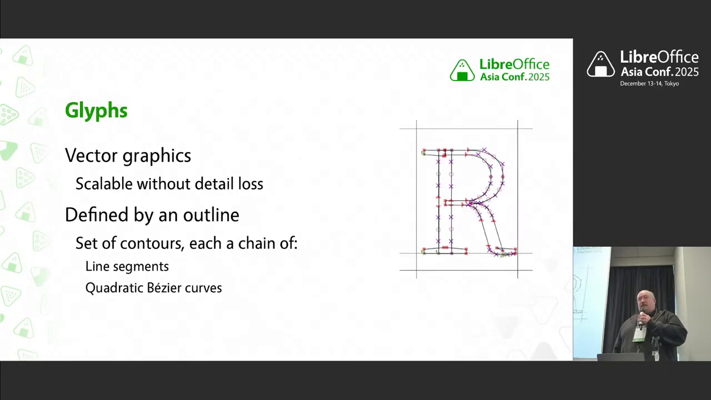Now, a glyph inside of a font is a vector graphic. What we mean by that is that they are defined by math to give us a shape that can be scaled up without any loss of detail. Glyphs are defined by an outline. An outline consists of a set of contours, each of which is a chain of line segments and quadratic Bezier splines.